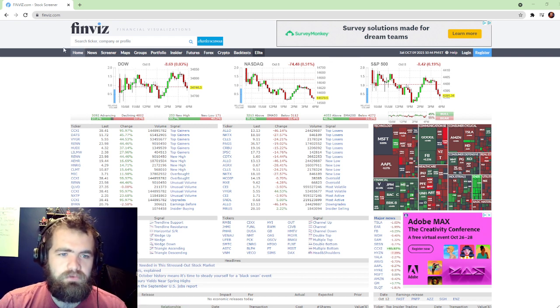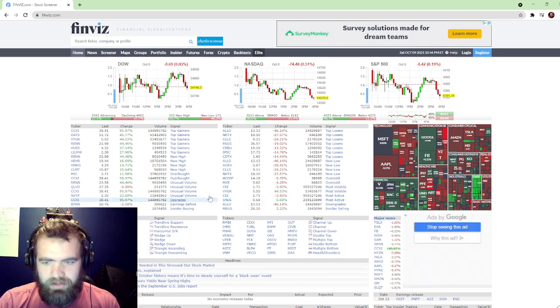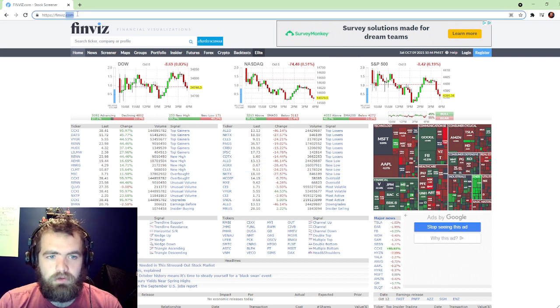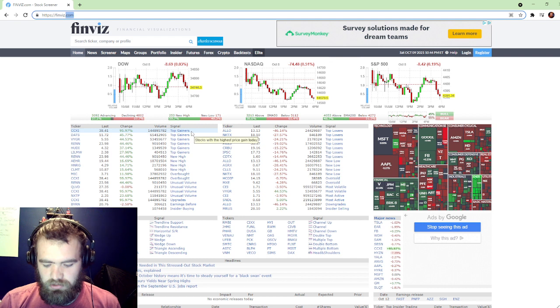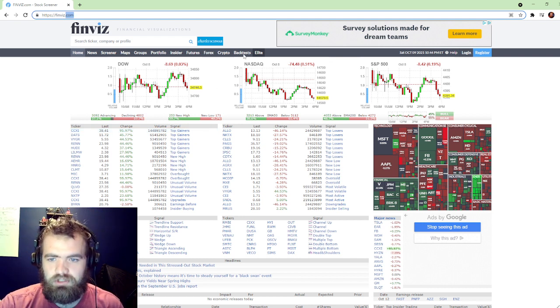So when you go on finviz.com, this is going to be a screener. So this is going to be able to filter out all the stocks out there and give you the best stocks that meet your criteria. Right when you load it up, this is going to be the page you see, right? So you'll see all of the three major indexes, the Dow Jones, the NASDAQ, and the S&P 500.